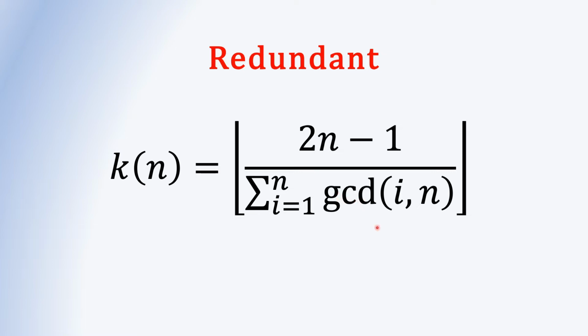I calculate the greatest common divisor of 7 and 8, it gives me 1. Then 6 and 8, it gives me 2. At that point, since 2 is strictly greater than 1, I already know for a fact that 8 is not prime, and therefore k of 8 equals 0.